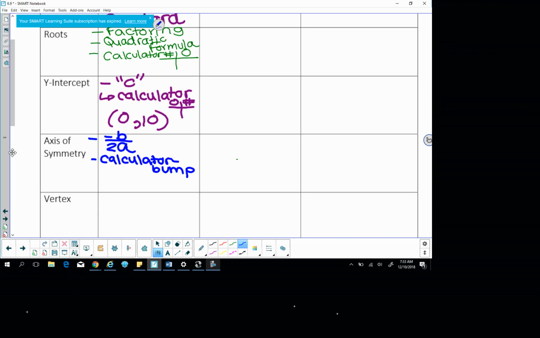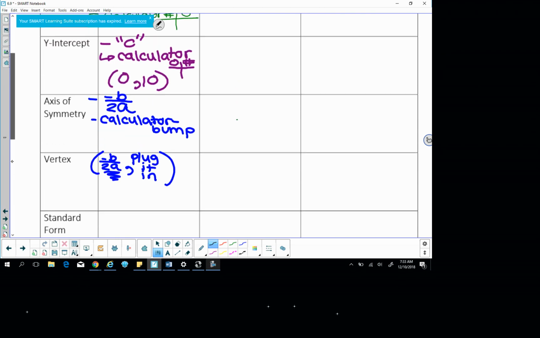Vertex. So we already know we get our axis of symmetry by negative b over 2a. How do we get our y coordinate? What do we do with this coordinate right here? Multiply or plug it in. So remember, once we get our answer for this, we plug it into the original equation. And we'll go over that at the bottom when we're turning it to standard form. It's already in standard form, that's why I put an X.